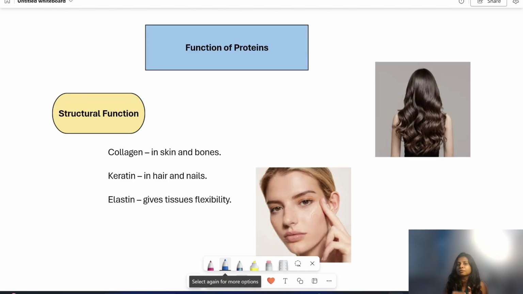So, functions of the proteins. The first function is structural function. These proteins are like building materials that give our body structure and support. They include collagen, keratin, and elastin. We can find collagen in the skin and bone, keratin in the hair and nails, and elastin in tissues, where it gives them flexibility.